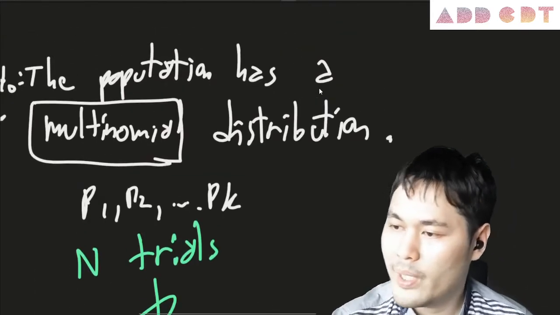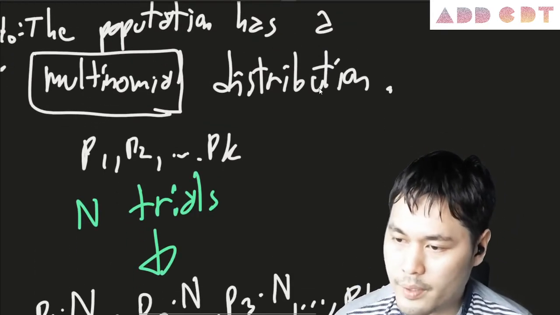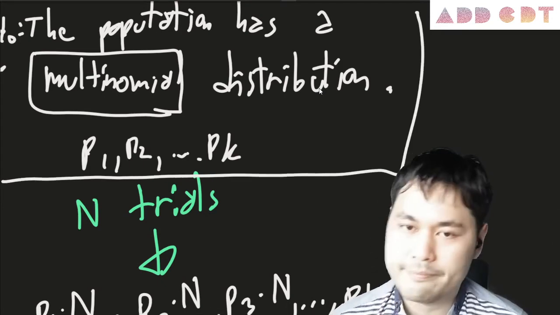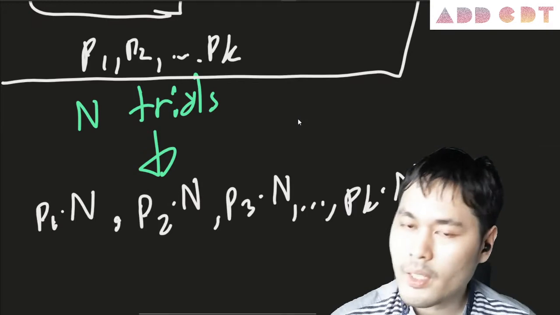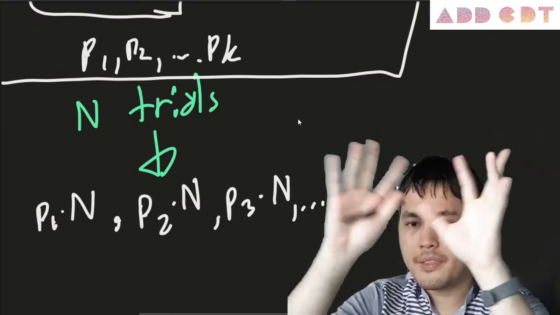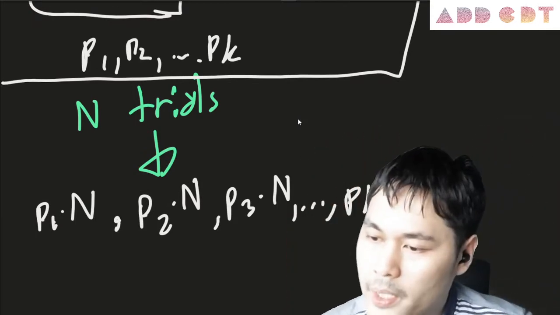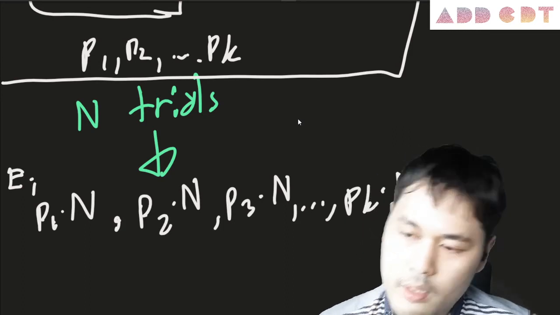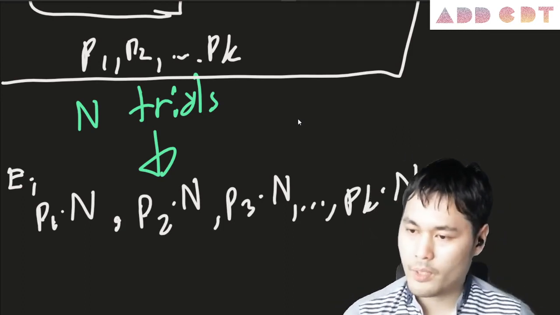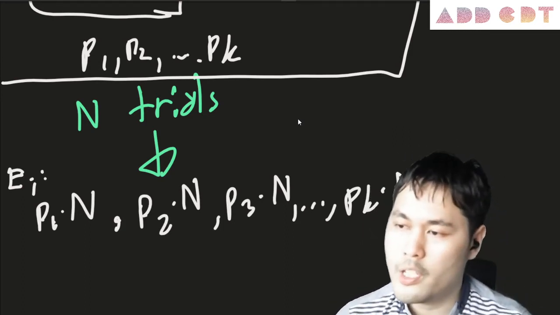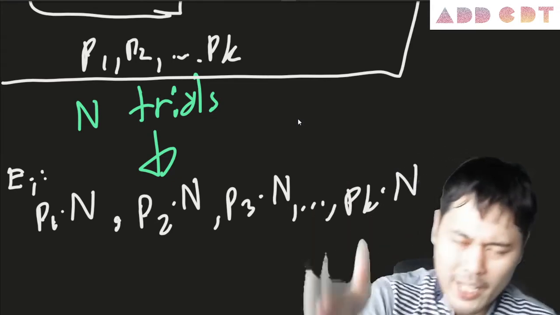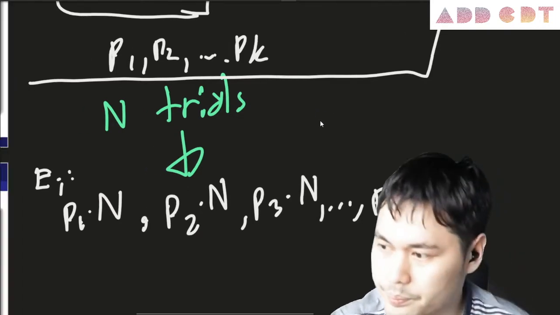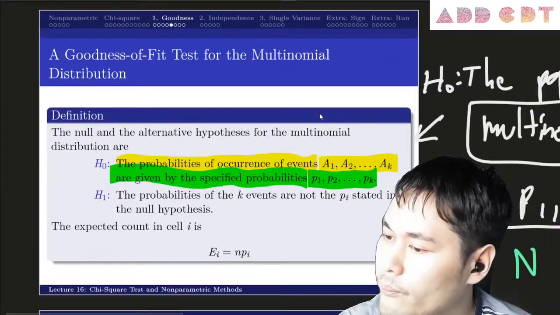By the way, this is what we state up here. This is what we have believed. And then from that we can transform that sentence into the expected count for each event, A1, A2, A3 up to AK.